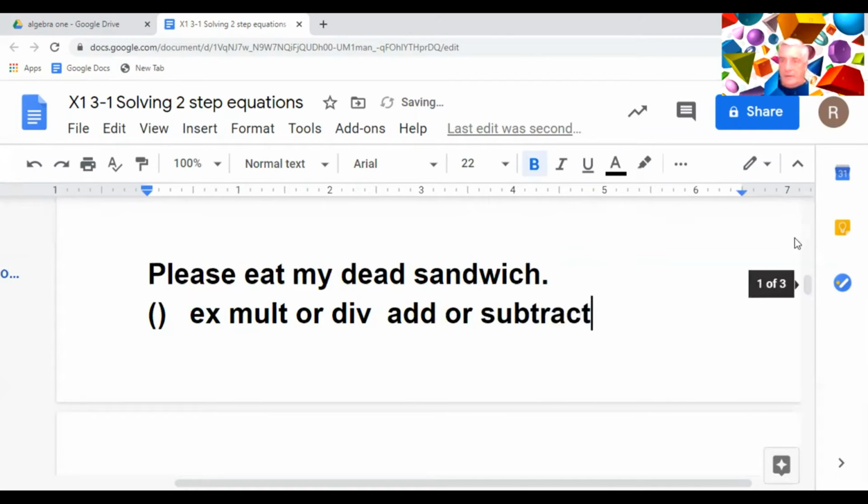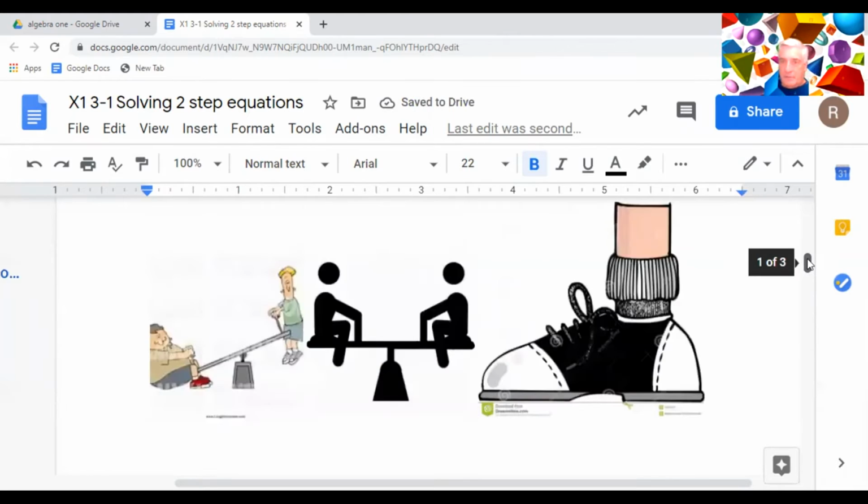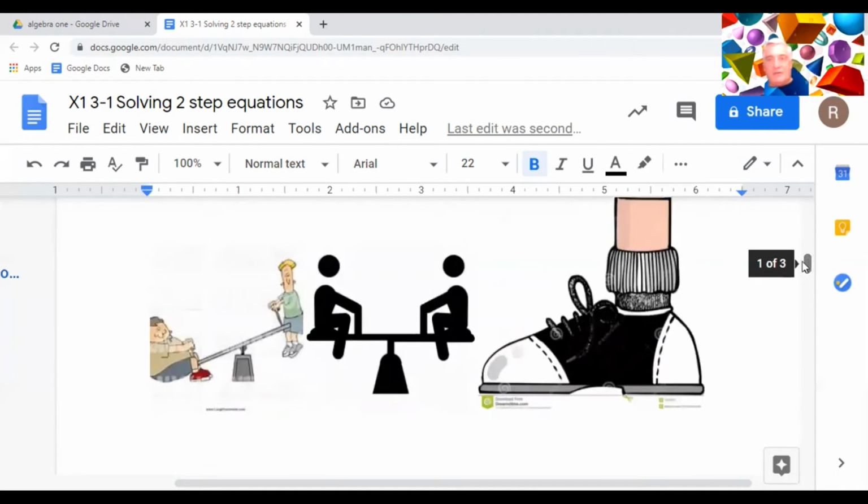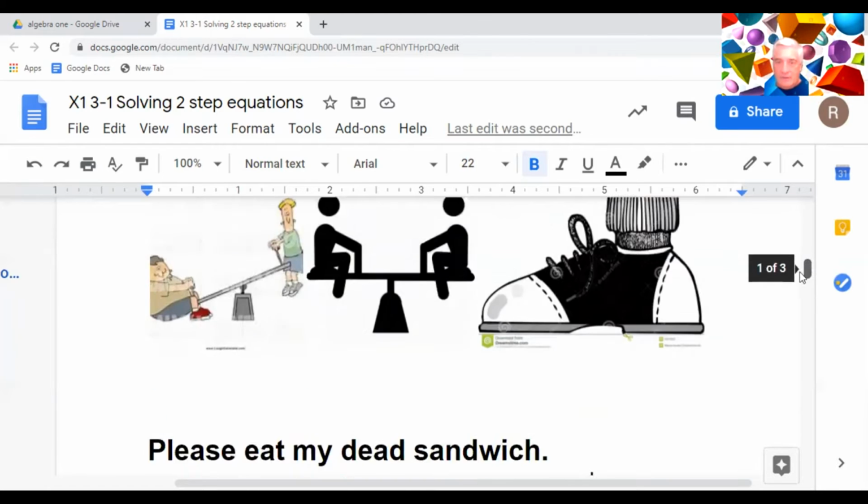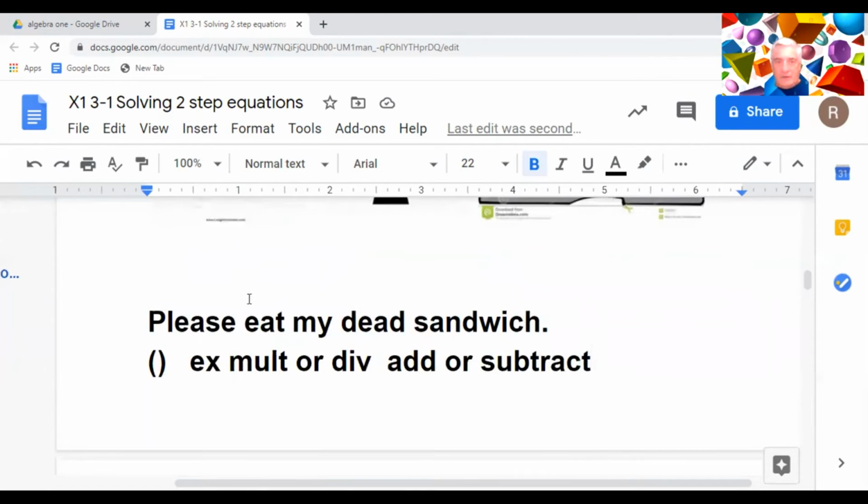Now let's go back to this cute little shoe up here. How do you think they got dressed this morning? I think they put on a sock then a shoe. Sock then a shoe. How are we going to take it off? We're going to take it off backwards. Shoe then sock. Since we've decided that that's backwards, look at my please eat my dead ant sandwich. What are we going to undo first? We're going to undo addition and subtraction.